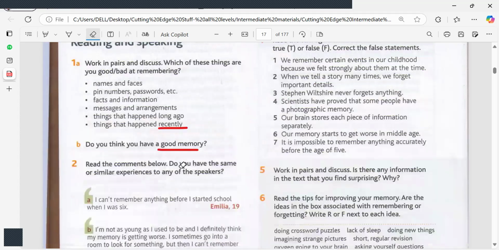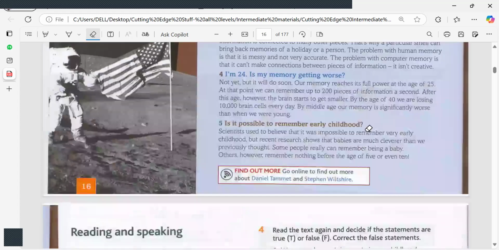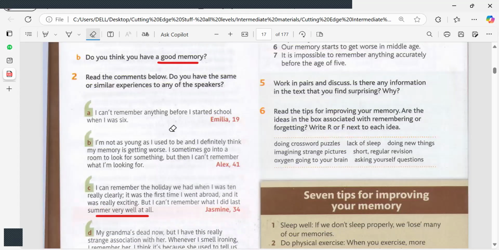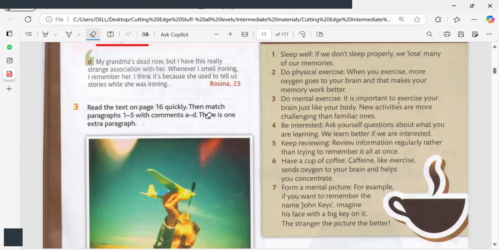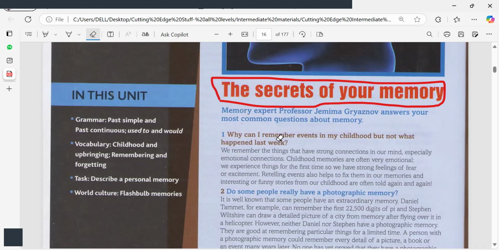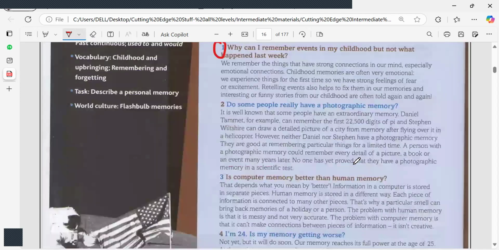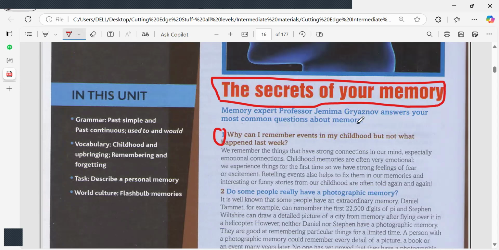So what we need here, Abdulaziz, read the text on page 16, the secrets of your memory, and the comments, and match paragraphs 1 to 5 to the comments A to D. Let's read the first paragraph. After reading it, please let me know which one this paragraph is related to, A or B or C or D. Memory expert Professor Jima Grayzonov answers your most common questions about memory. Please quickly read number one, the question and the answer.